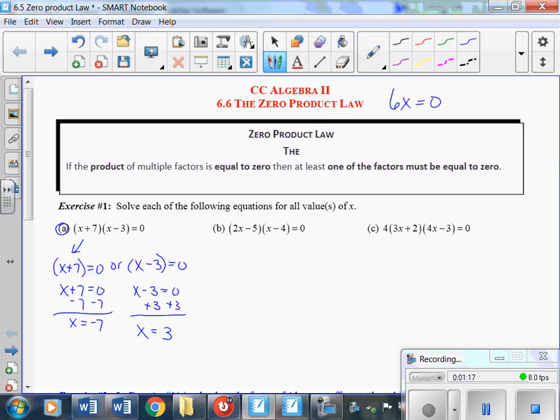So hopefully you're recognizing that our factors and our solutions are tied together. They're tied together because they have different signs. If you have a factor of x plus 7, your solution to that is going to be x is equal to negative 7. And the same thing with our x minus 3, our solution is x is equal to 3. So I think very easily you should be able to pause this and do B and C on your own.